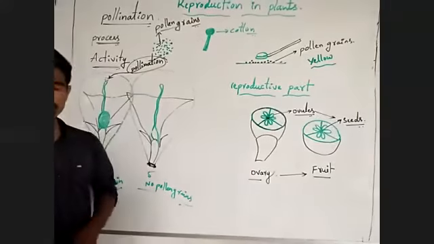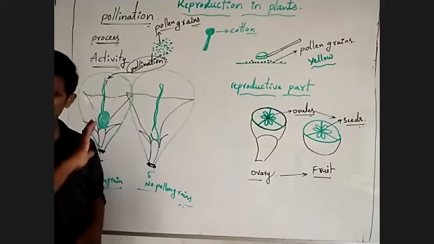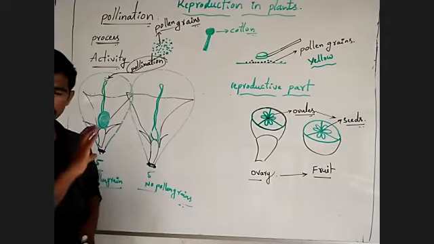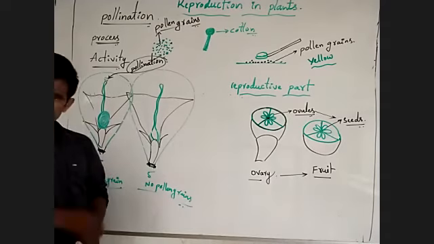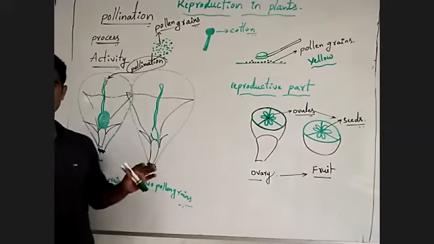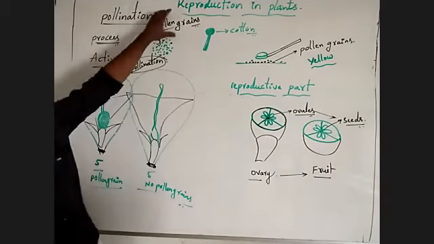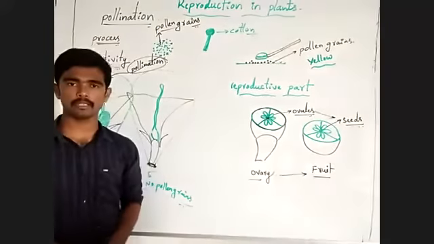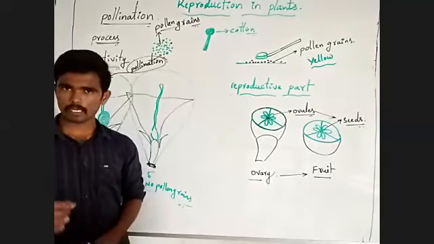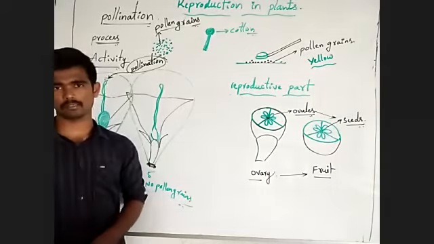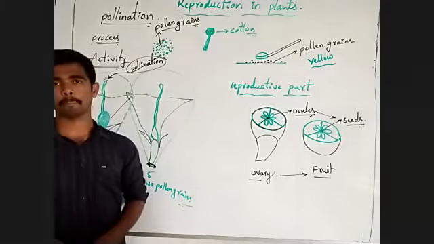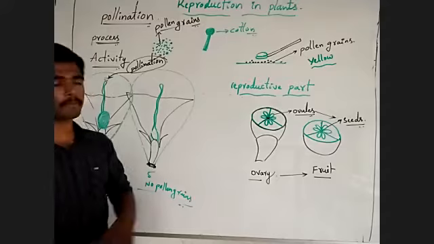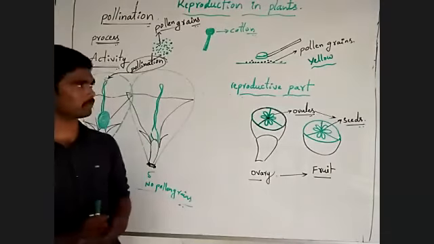Without the pollination process, the reproduction process does not occur. Fruit formation does not take place. Entire reproduction stops. That is why pollination is a very important process. What is pollination? The process of transfer of pollen grains from anther to stigma is called pollination. Important, remember.